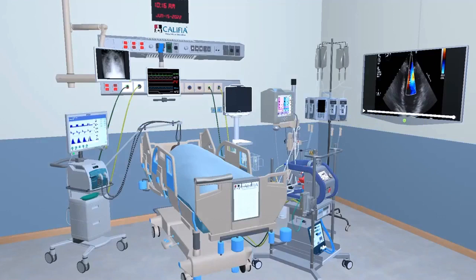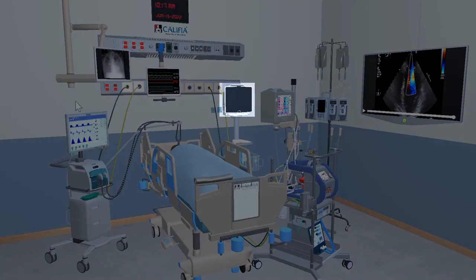Welcome to the Califia Simulator 3D ICU environment. Our patient will start VA ECMO support shortly. Let's approach the hemisphere monitoring device.